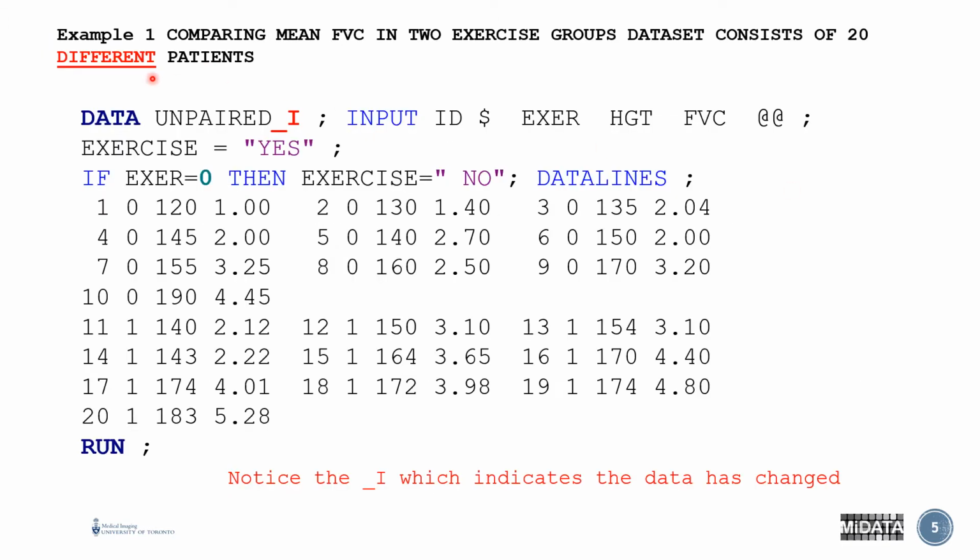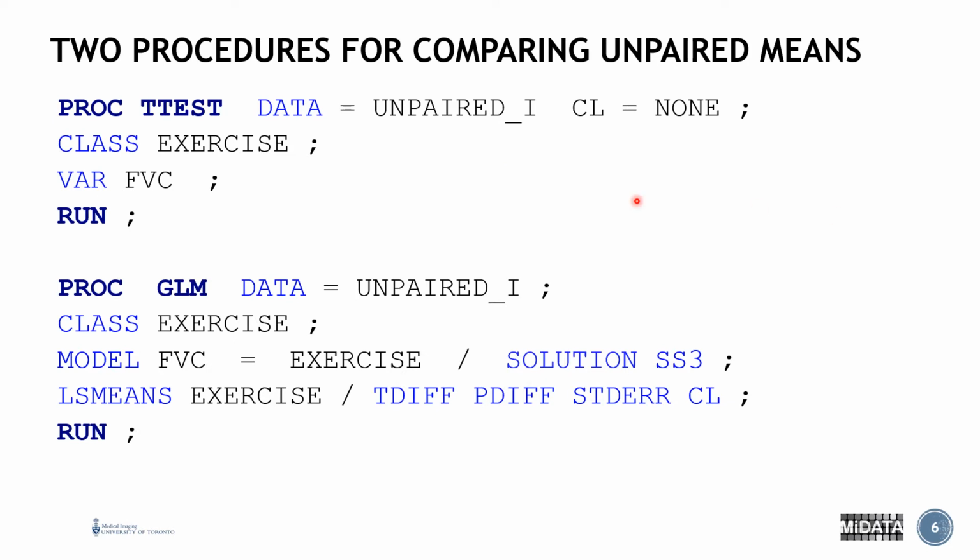Now, in this example, you'll see here we're using the data unpaired, and then underscore I for interaction. No big surprise there. And you'll see everything else is exactly the same. That's the only difference, and of course the data is a little bit different in order to show an interaction. So the procedures are the same for comparing unpaired means. We have the t-test, which is the basic approach, and proc GLM, where we can have the fun of introducing multiple independent variables.